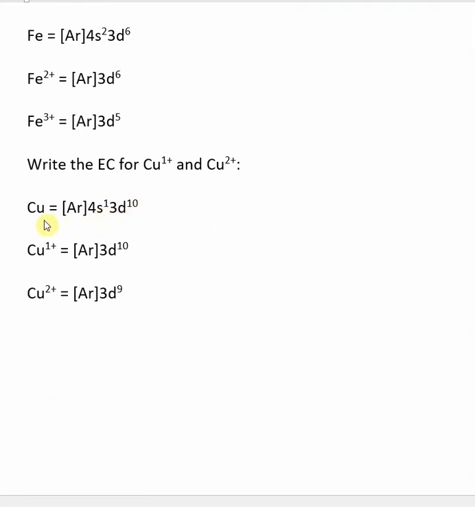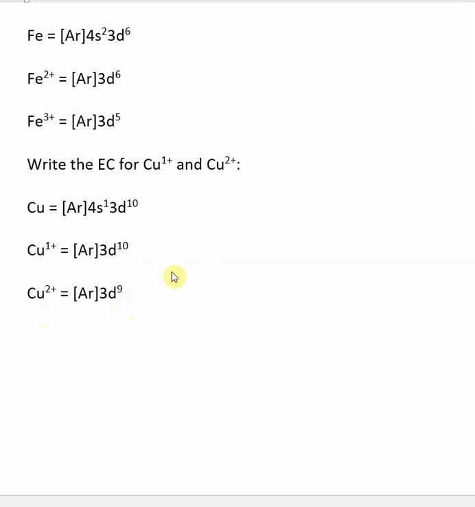So you need to make sure that you have the correct electron configuration of your neutral species to make sure that you get the correct electron configuration of your cations. Here, to go from copper to copper+, it's still the 4s electron that leaves first. So we lose that. For copper+, the electron configuration is argon 3d10. Then we remove one more electron to go to copper 2+. Really the only place that electron can come from is the 3d10. So the electron configuration of copper 2+ is argon 3d9.